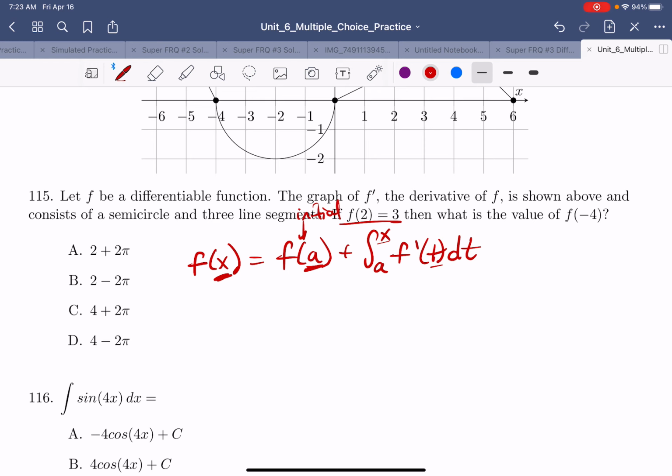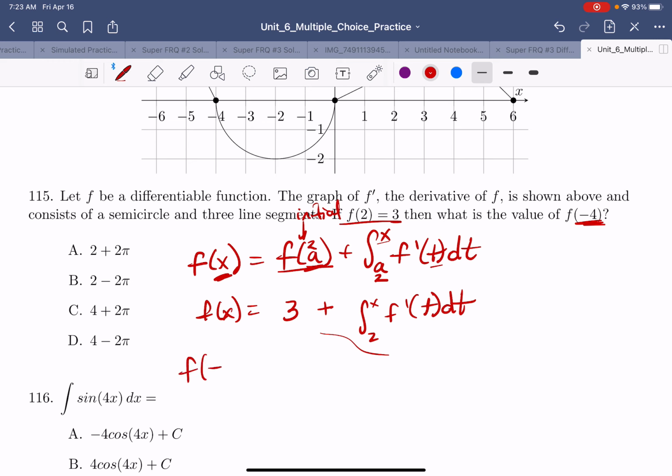Okay, so now I'm going to go ahead and set this up. So I know that f of x is equal to, I know that if I plugged in 2, right? That means that my lower bound is 2. So I'm just going to put that there for now. And then f of 2 we know is 3, plus the integral from 2 to x of f prime of t dt. So then what we want to try to find is f of negative 4.